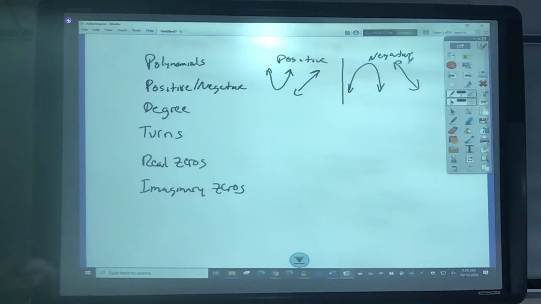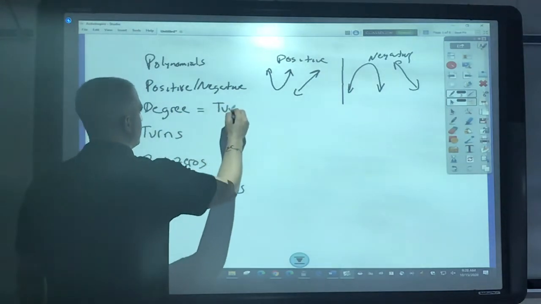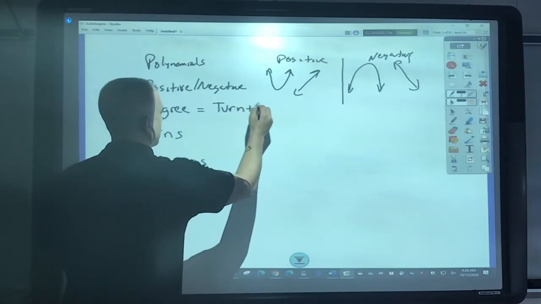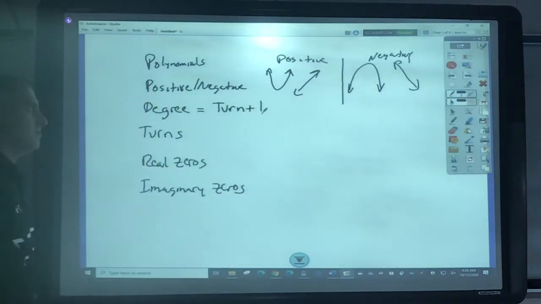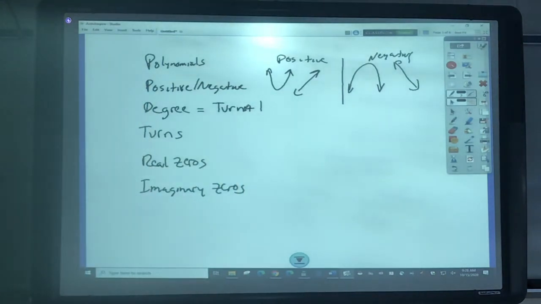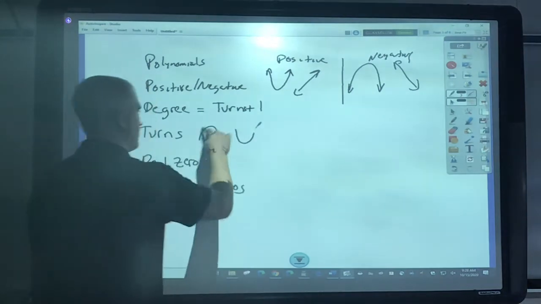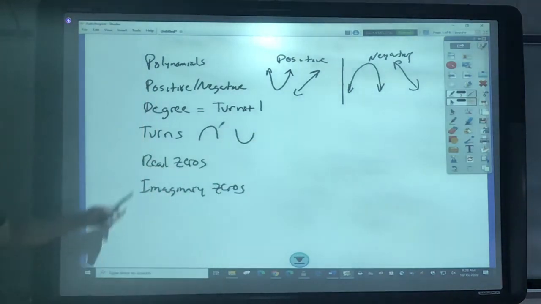Here's the idea. To figure out the degree, it's the turns plus 1. When we talk about turns, it's in the graph where it turns. Okay, let's talk about real zeros and imaginary zeros and how you figure that out.